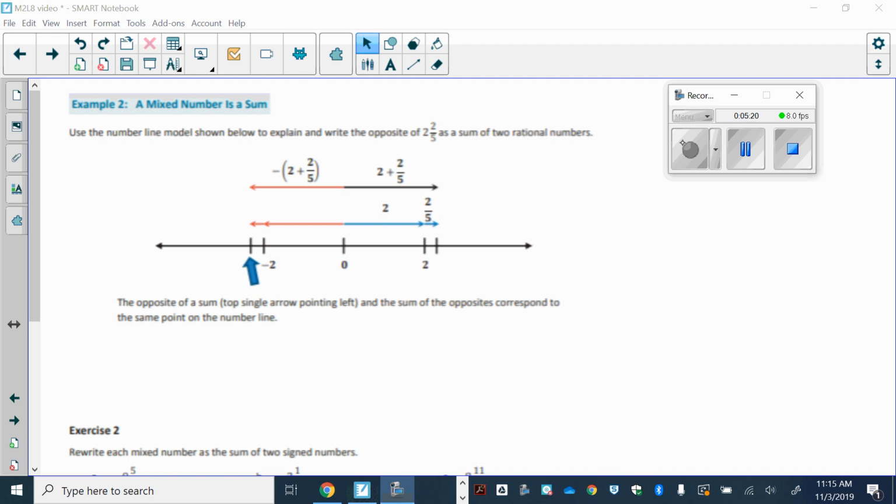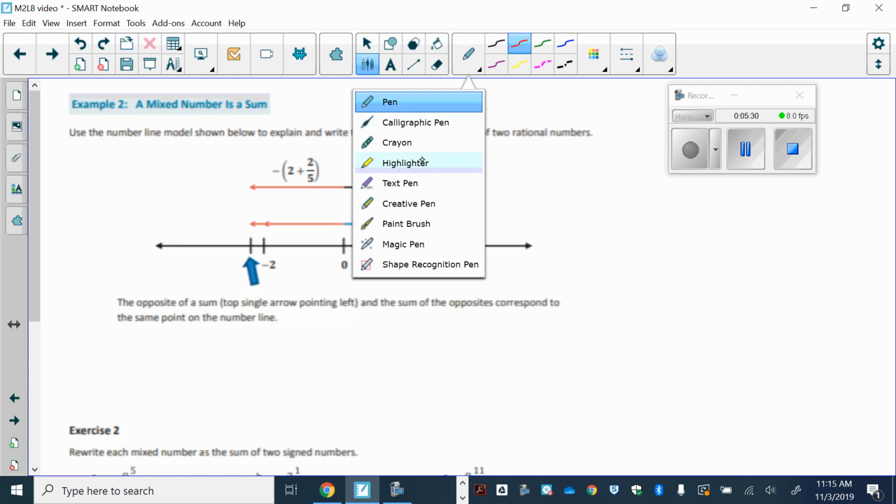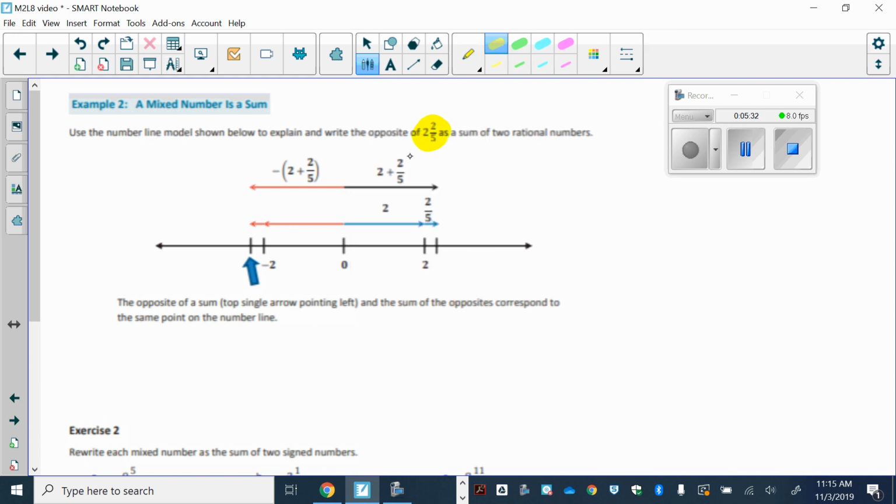Use the number line model shown below to explain and write the opposite of 2 2/5 as a sum of two rational numbers. Well, let's start with 2 2/5. I'm going to break that apart. 2 plus 2/5 really is 2 2/5. And on the number line, I move to the right 2, and then I move a little bit more, and I am at 2 2/5.